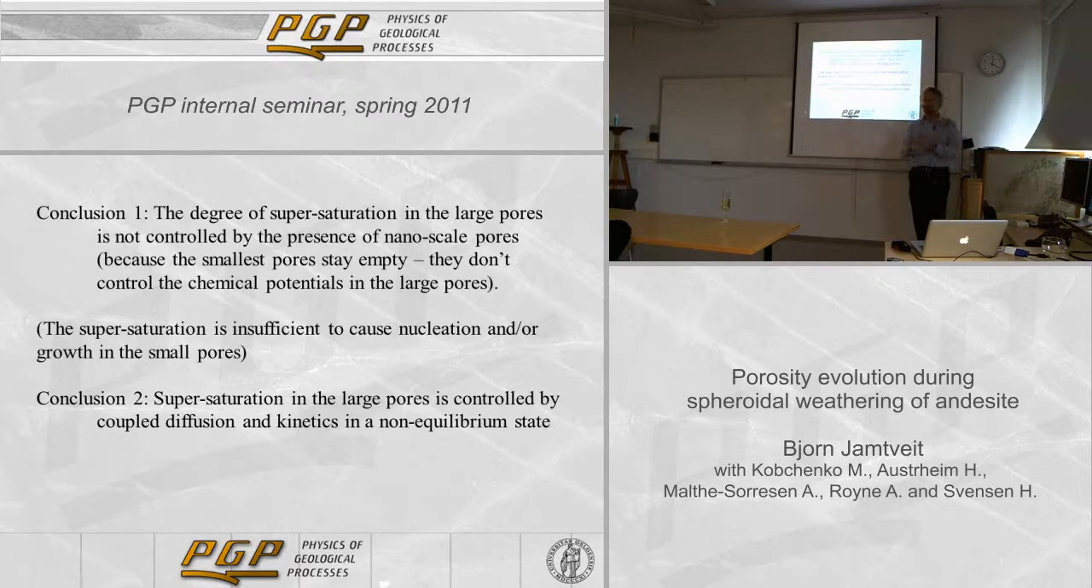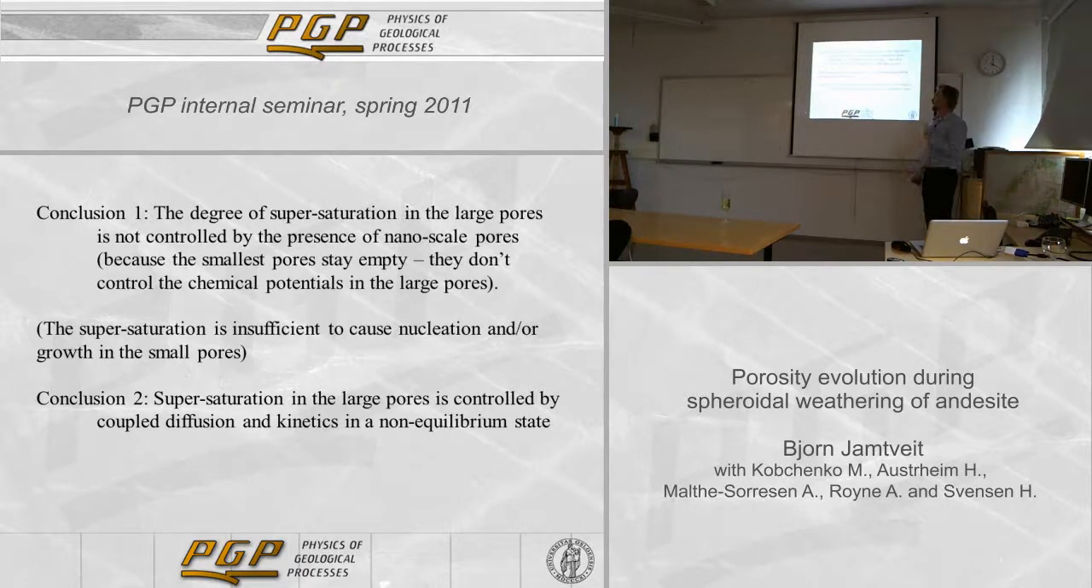It's in a closed system, which for some reason precipitates crystals. But in our case, we see a reduction in the filling degree of the pores, even for pore sizes much bigger than where surface energy can play a role. So the degree of supersaturation in large pores is not controlled by the presence of nanoscale pores, because there is nothing growing in the nanoscale pores. So they can't control the chemical potentials in the large pores. Supersaturation in the rock is insufficient to cause nucleation and growth in the small pores.